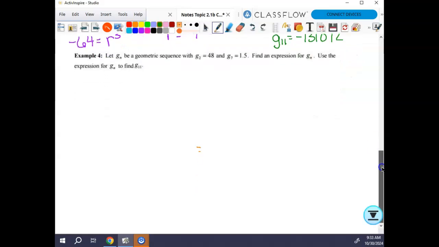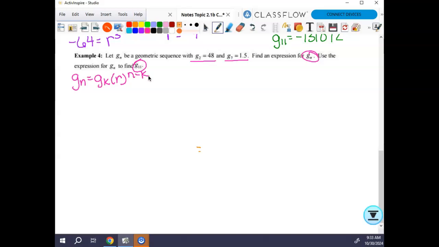All right, let's look at this last one. Let G sub n be a geometric sequence. We have, again, 2 of these. We're looking for G sub n and G11. So we're going to write down G sub n equals G sub k times r to the n minus k power.